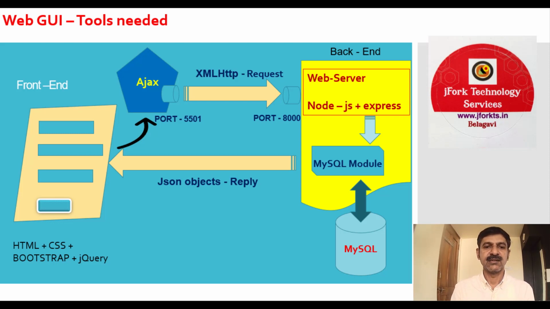Typically, this is the scenario, and we'll be keeping in mind that there will be a client connecting to the server. The client will be connecting from port 5501, and the server will be running at port 8000. Since the port numbers are different, there will be cross-origin issues which will be addressed by a module called CORS, which is running on the Node.js side. All of this we shall see quickly, how all this can be done.